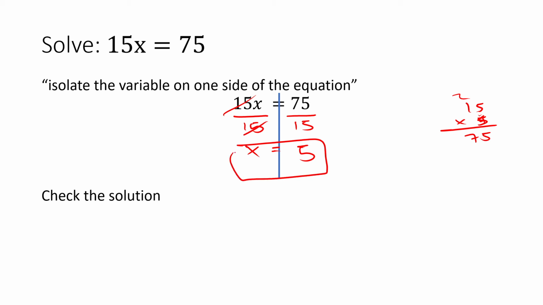X is equal to 5. Once again, check your solution. 15 times 5 is equal to 75. Well, let's see. 15 times 5, I already saw it, is 75. Since 75 is equal to 75, our solution checks out.